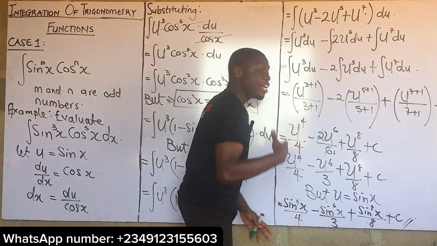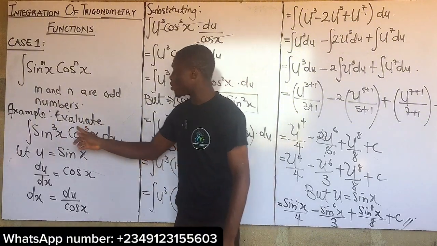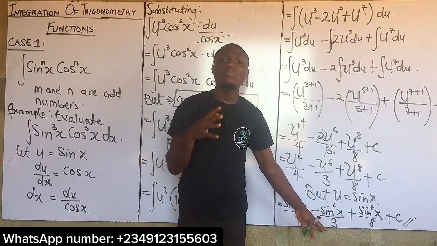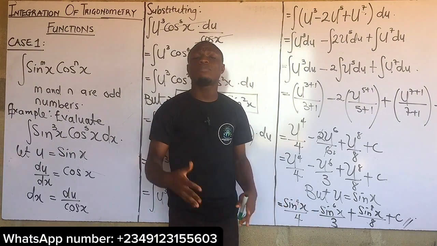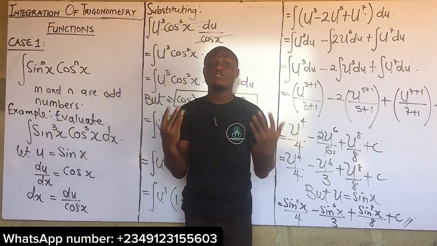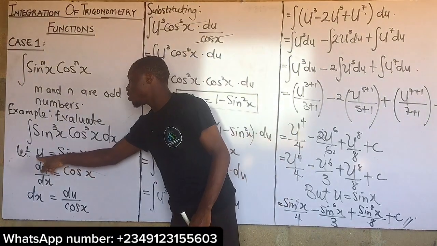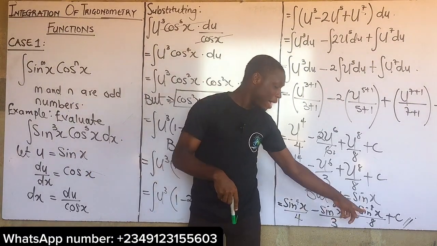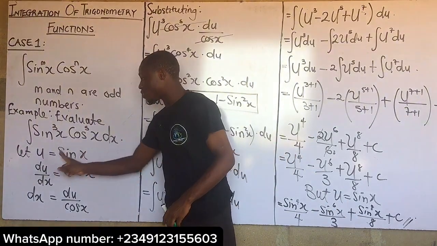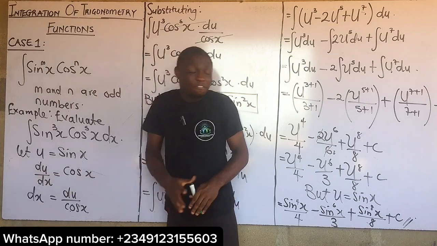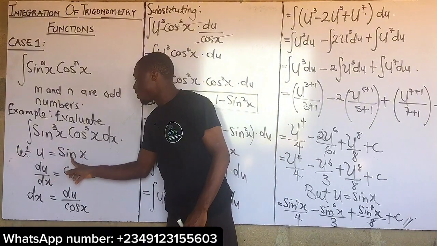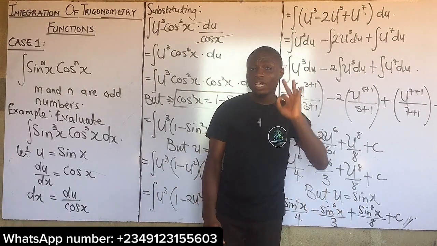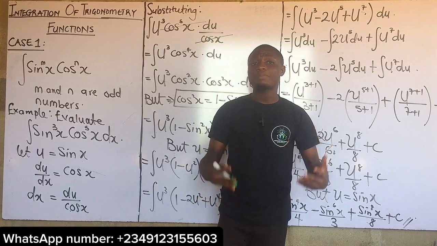The case is that if I use cos x to be u, will I have the same answer? No. But whichever you're using, ensure that your procedure is correct. What you need to avoid is thinking that if I make u to be sine x, I'll have the same answer as if I make u to be cos x. So u to be sine x gives me this. If I make u to be cos x, it does not mean that I'll have the same answer. The answer will not be the same, but ensure that your procedure and steps are correct.